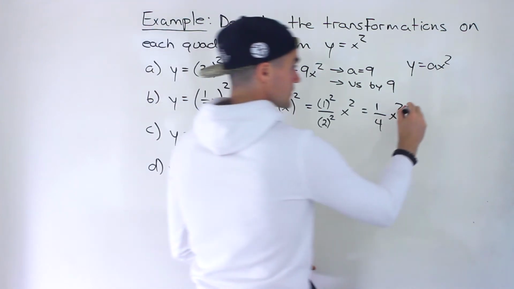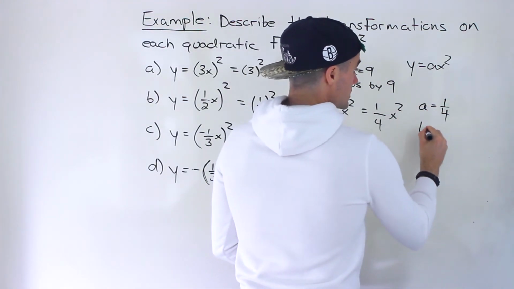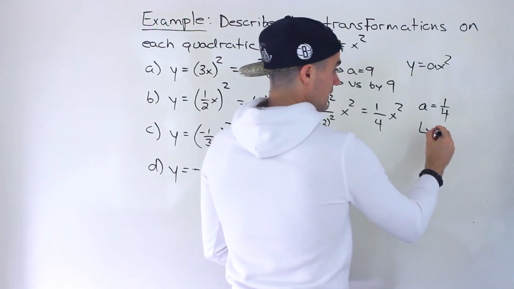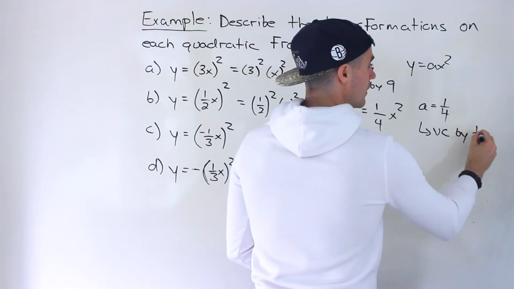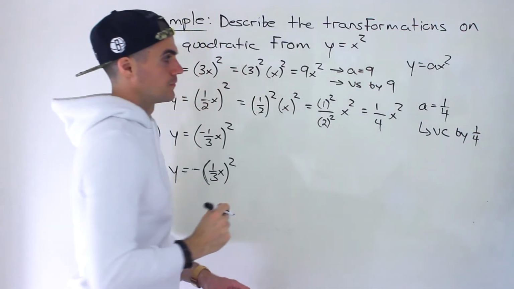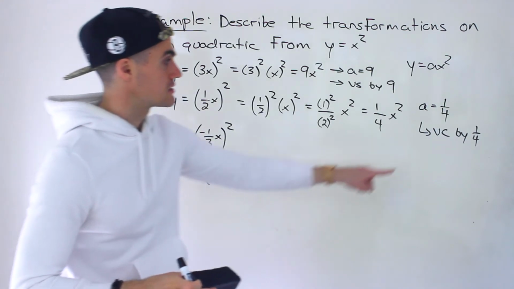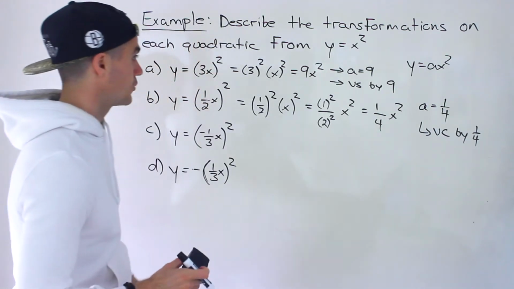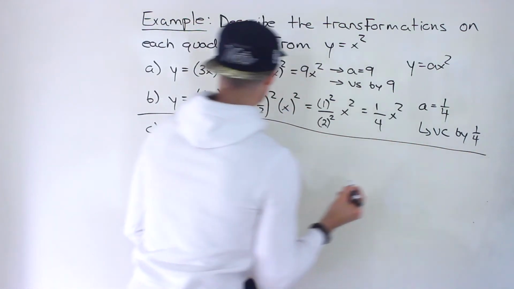So notice in this case, what's the a value? 1 over 4. So what's the transformation? That is a vertical compression by 1 over 4. Right? That a value is between 0 and 1. If it's that case, we're dealing with a vertical compression. Right? So that's the first two.